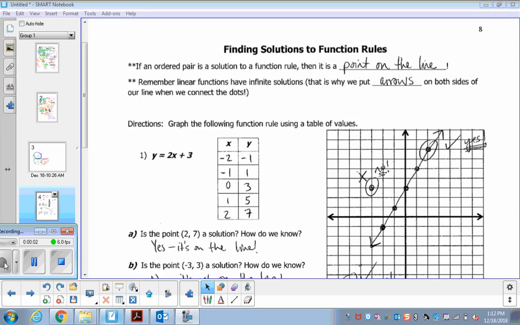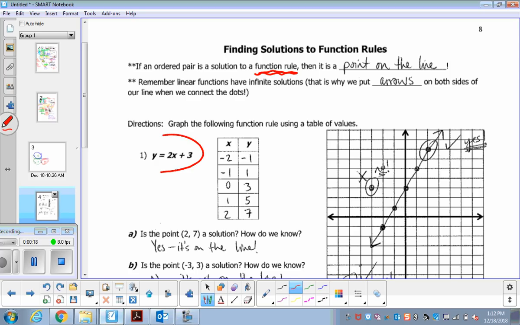So this is a video that goes along with page 8 of your packets. And on this page, what we're going to be doing is checking to see which points are considered solutions to our function rules. Now, I want to remind you guys that the function rule is just the equation. And so for number 1, our equation here is going to be y equals 2x plus 3. And that's also called the function rule.